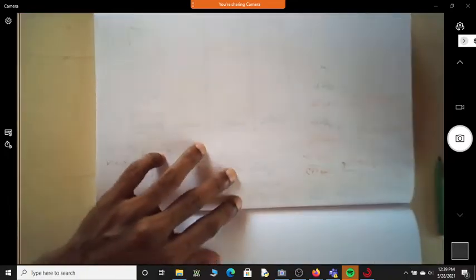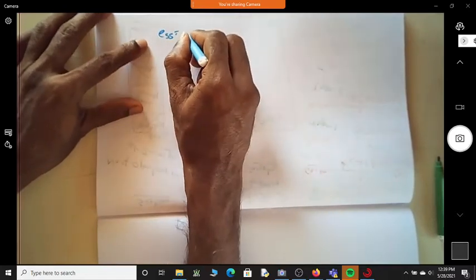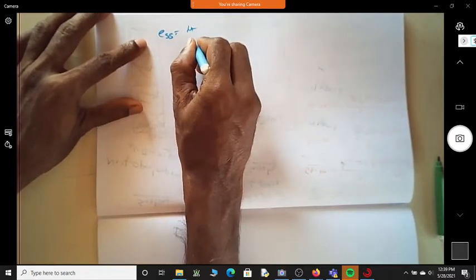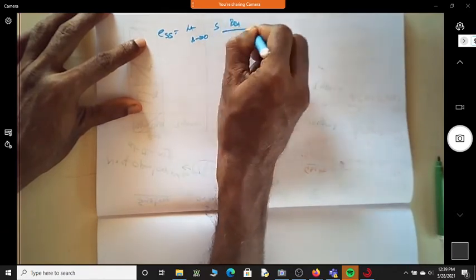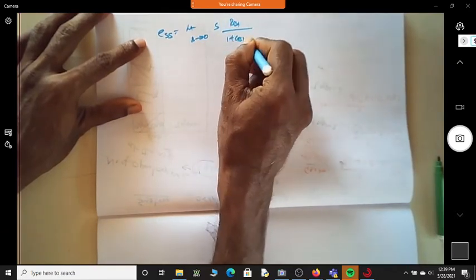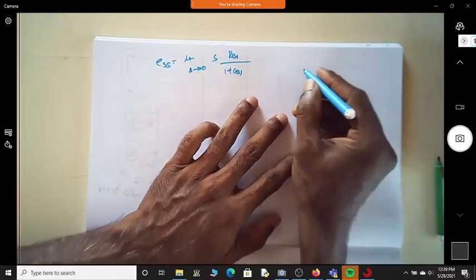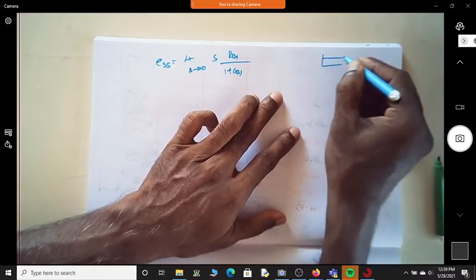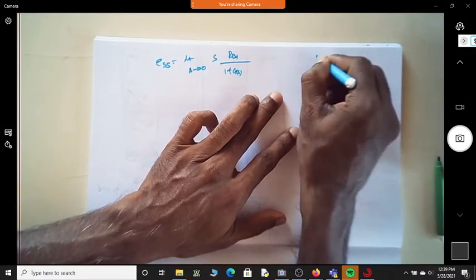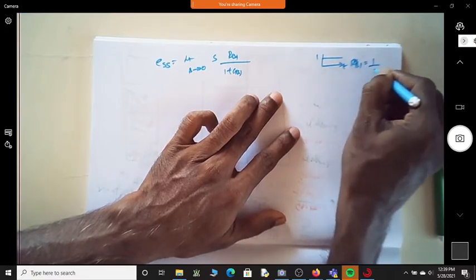So we just go back to that ESS expression. What was the ESS expression? ESS was limit as s tends to 0 of s into R(s) by 1 plus G(s) into H(s). Okay, H(s) is 1, let us take it as 1. Okay, let us try to find out what is R(s) for a step input. What is R(s) for a step input? Is it not 1 over s?